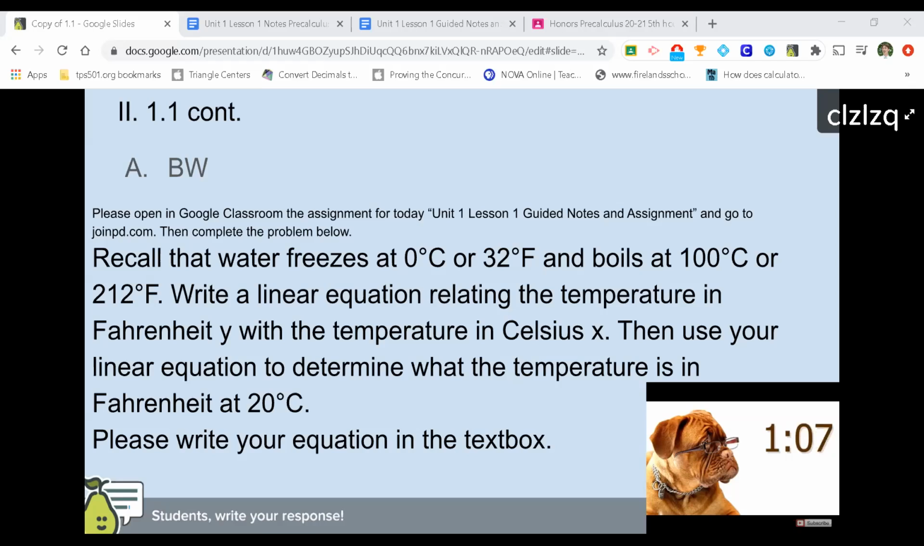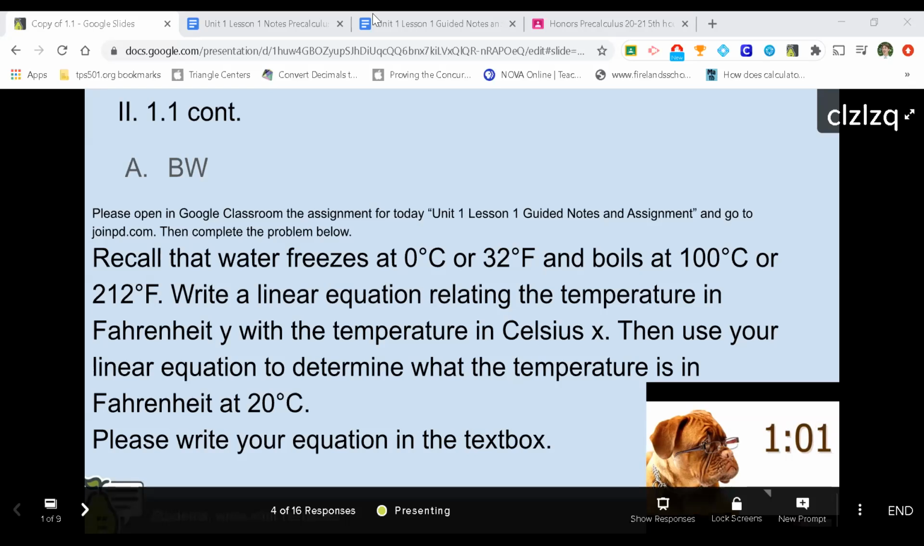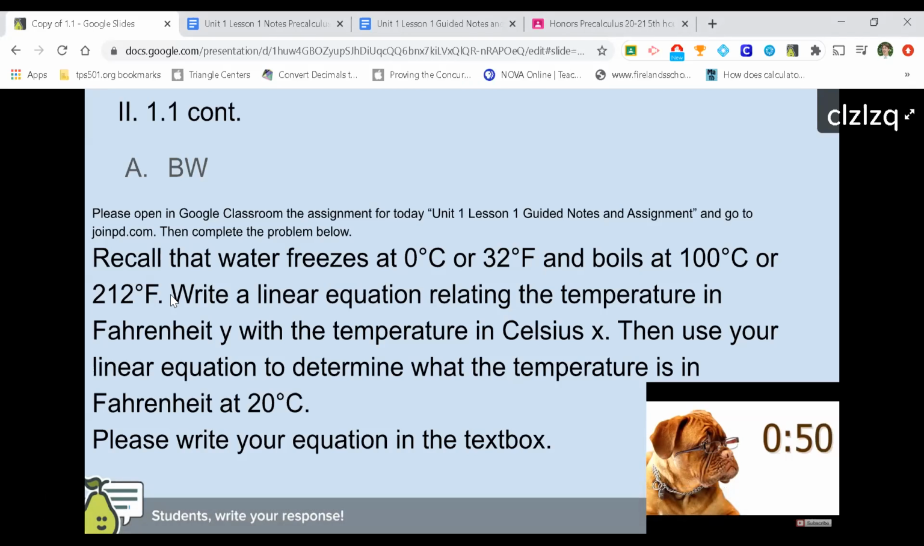Oh, and then after you write the equation, make sure you go back and use your equation to tell me what the temperature in Celsius is when Fahrenheit is 20, or wait, reverse that. Temperature in Fahrenheit when you have 20 degrees Celsius.